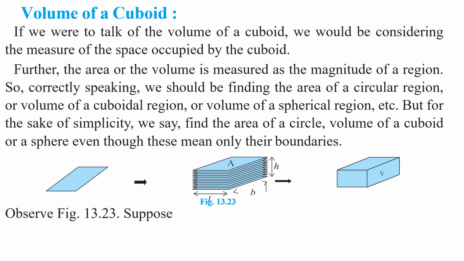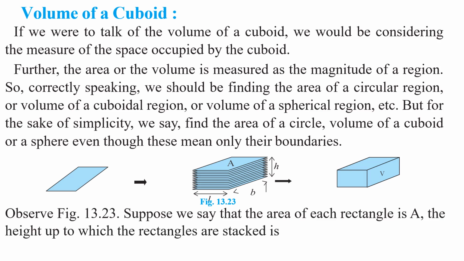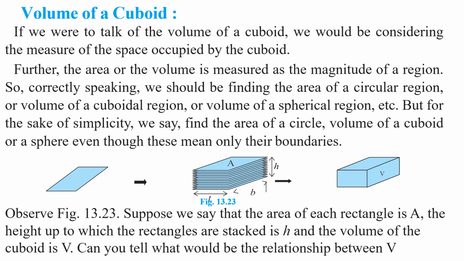Observe figure 13.23. Suppose we say that the area of each rectangle is capital letter A. The height up to which the rectangles are stacked is h, and the volume of the cuboid is V. Can you tell what would be the relationship between V, A and h, my dear children?